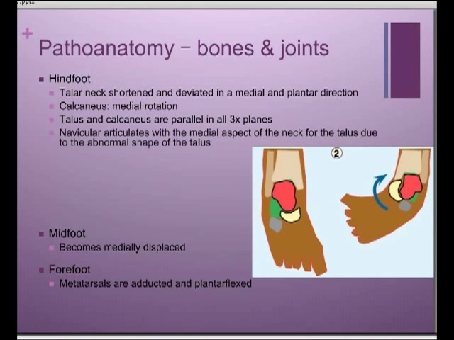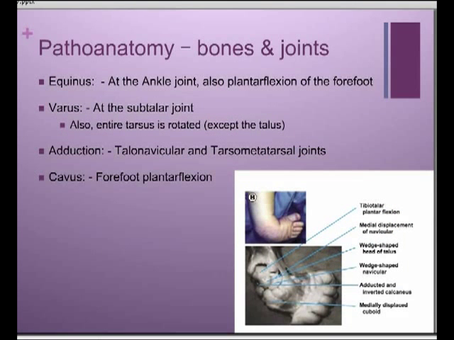Just going through clubfoot, as seen on ultrasound, the navicular is pushed medially, along with the forefoot and midfoot. To break it down to the individual deformities, there's equinus, which is plantar flexion at the ankle joint, varus at the subtalar joint, adduction at the talonavicular joint, so through here, and cavus.